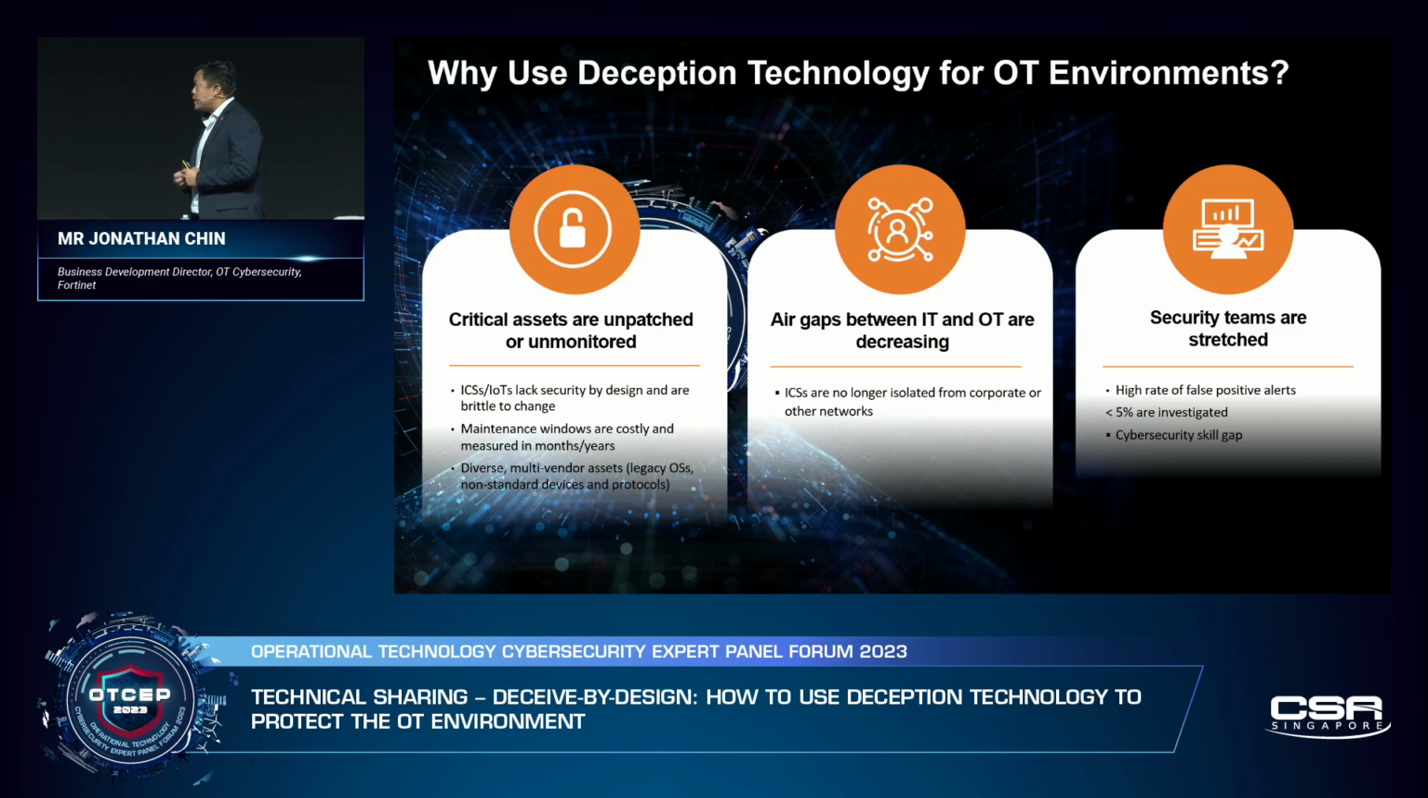The third reason to use deception for OT environments is that you want to minimize the load on your team so that they don't get too stretched. In most SOC environments, there's always a high rate of false positive alerts, out of which only 5%, or slightly more than that, are investigated. What deception gives you is very high fidelity. If there is an alert, it is not going to be a false positive, because it means that something is interacting with your decoys.